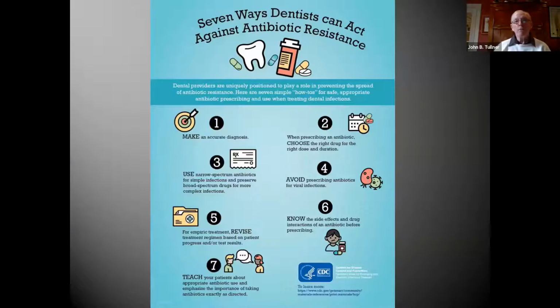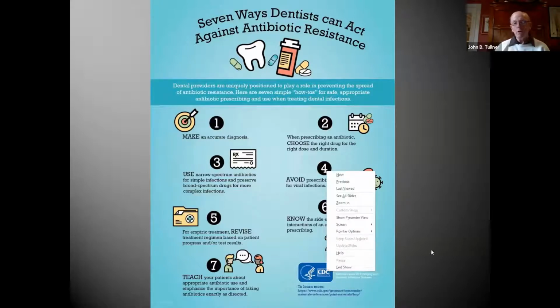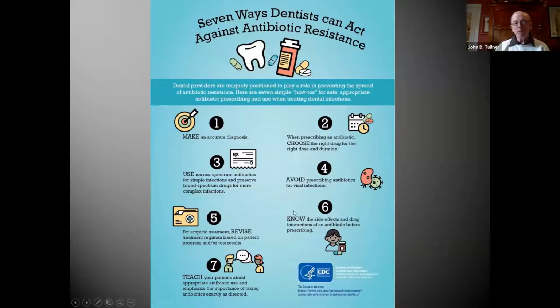I'm not going to read this because I'm running short on time, but this is a dental slide that you can get from the CDC. Anything you see with the CDC logo here, you'll be able to acquire, and it tells you 7 steps that you can do to help fight antibiotic resistance.